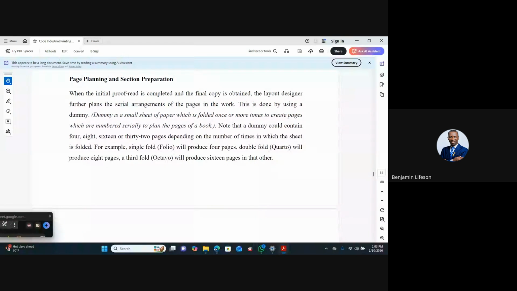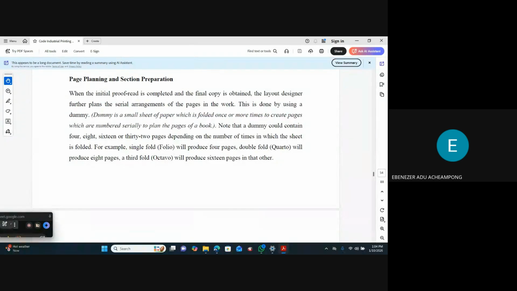Page planning and section preparation. When the initial proofread is completed and the final copy is obtained, the layout designer further plans the serial arrangements of the pages in the work.